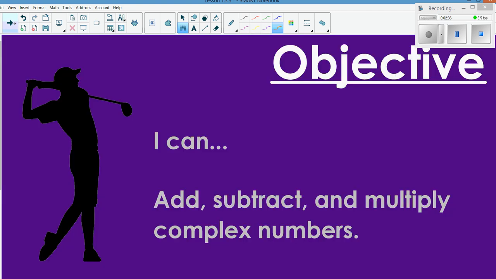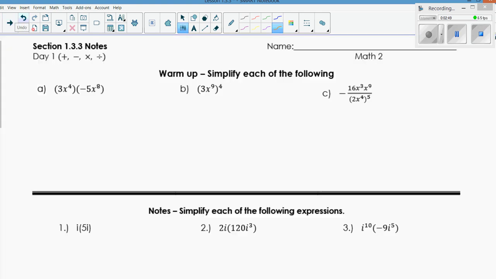Okay, so now let's go into the lesson. Today we're going to talk about adding, subtracting, and multiplying complex numbers. We mostly talked about adding and subtracting yesterday, so now we're going to add multiplying. Okay, so the warm-up. Why don't you try the warm-up, and then pause it, unpause it, and you can listen to the explanation of how to do it. I'm going to go kind of quick, though.